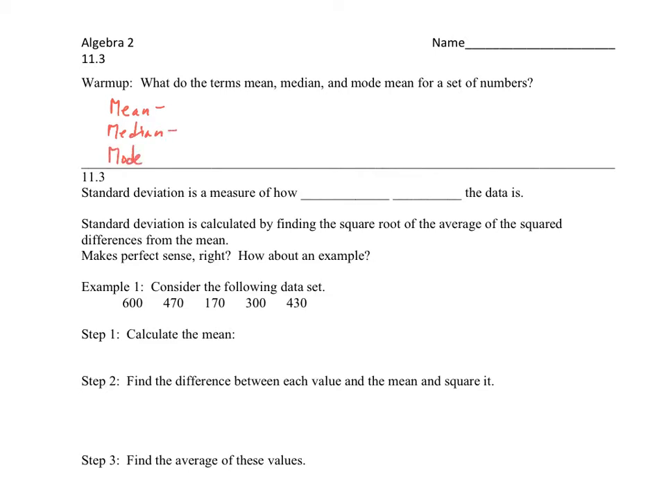So in math, the word mean is a synonym for average. To find the average, you take the total sum of your numbers and divide by how many numbers there are.